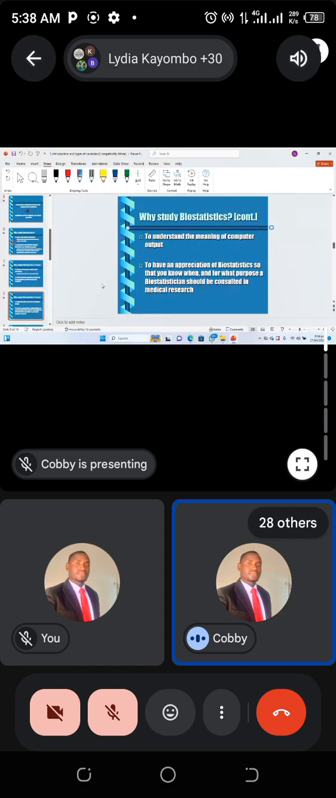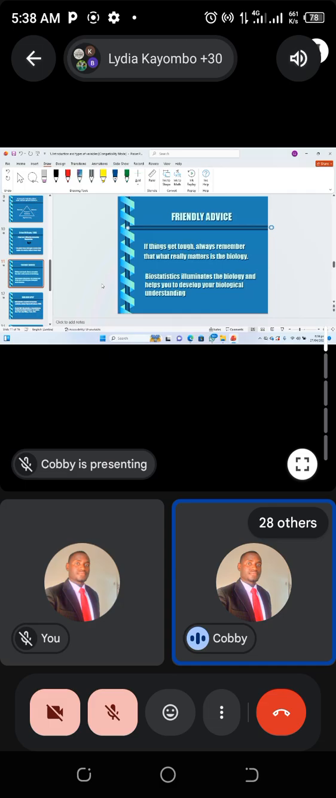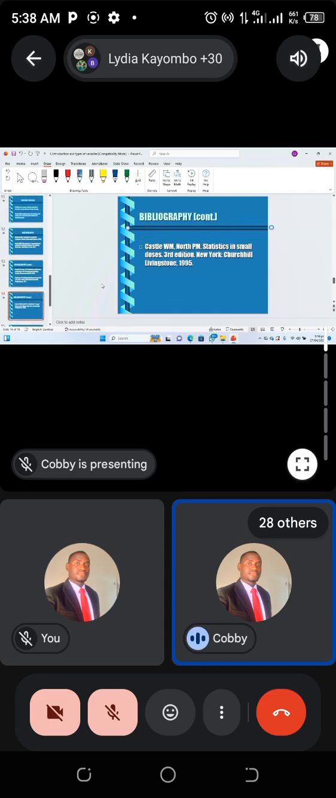Most of you, after you have collected your data, need to call someone to help you analyze, or maybe your supervisor will need to help you analyze this data. So that is the purpose of doing biostatistics. These are just some literature. Now we go to the variables.